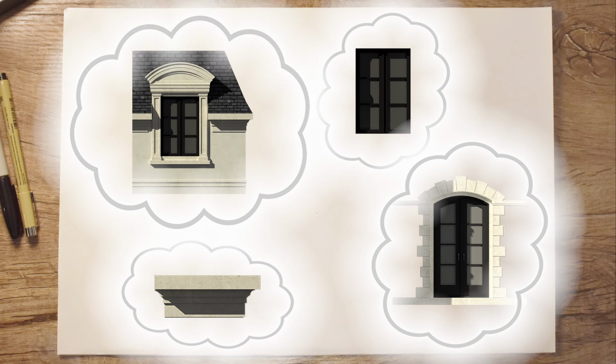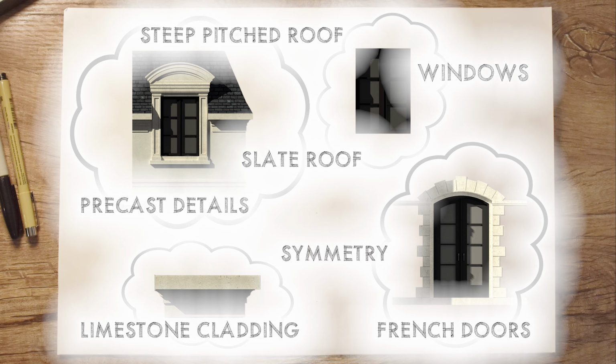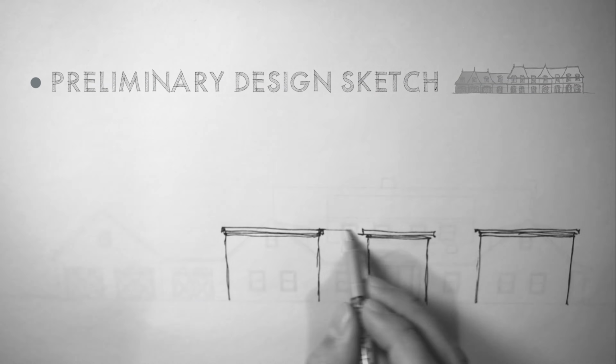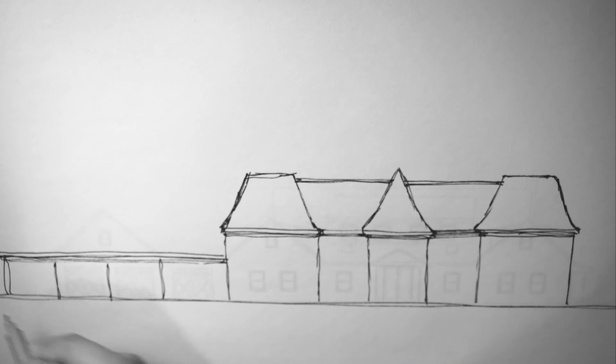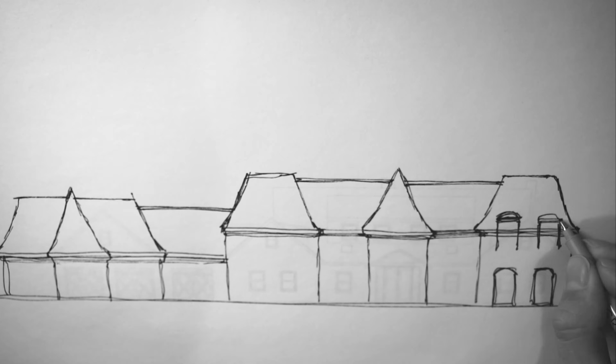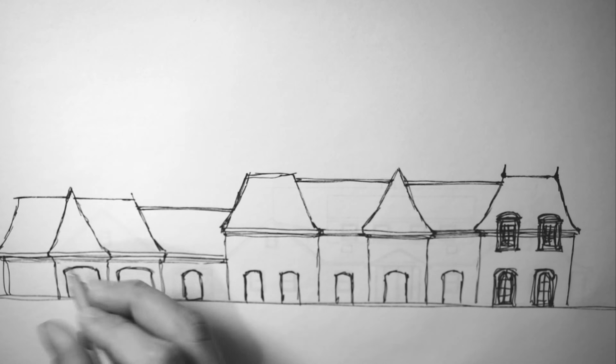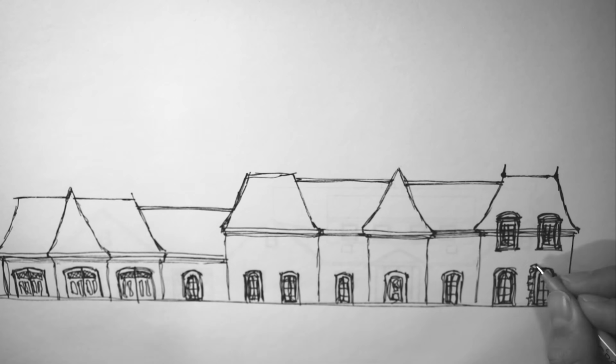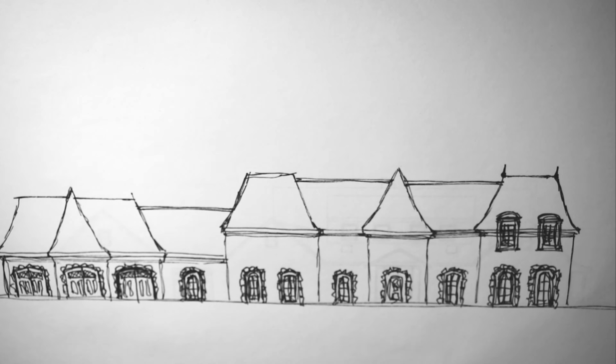So I like to look at a bunch of images to get some ideas in my head. A few things specific to this style are French doors, steep pitch roofs, precast details, things like that. So then I drew a really ugly fast sketch to get an idea of what I want to do. And I do this to see the best way to space out all of the windows and the dormers. We'll get to the more detailed stuff in a second.